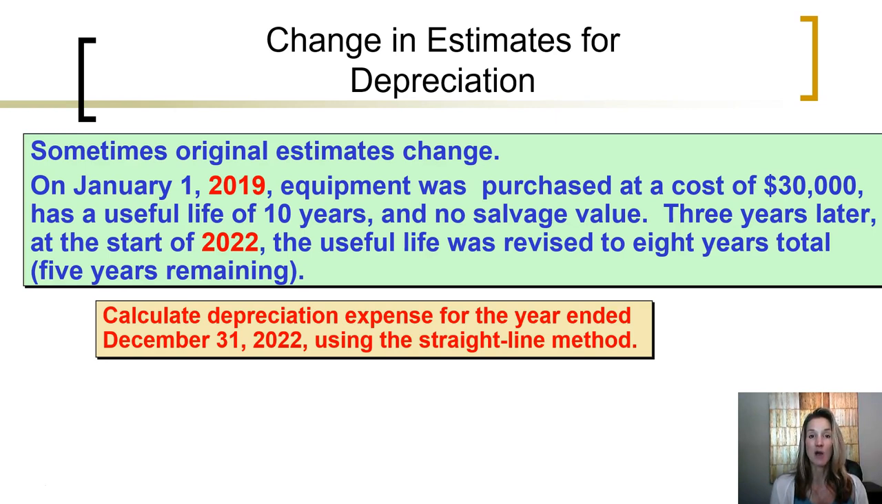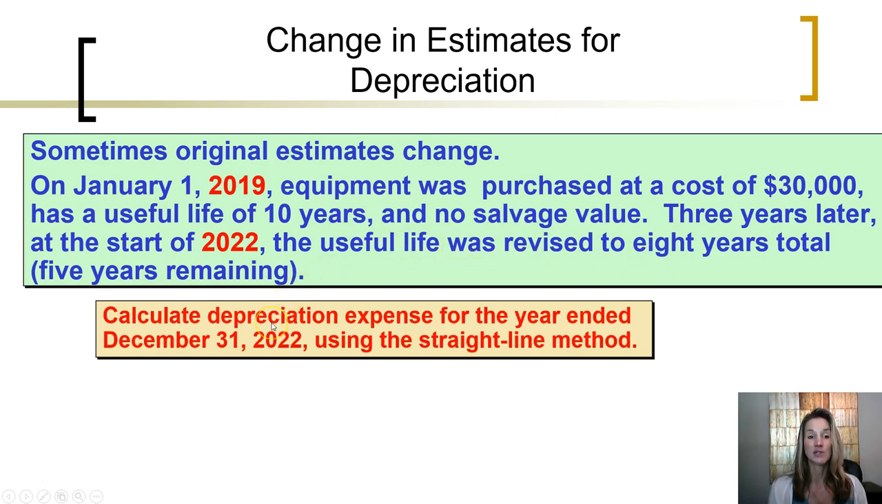Additionally, sometimes our original estimates change. So let's assume on January 1st of 2019, equipment was purchased at a cost of $30,000. It had a useful life at that time, estimated to be 10 years, with no salvage value. 3 years later, at the start of 2022, the company revised the useful life down from 10 years to 8 years total. In other words, 5 years remaining.